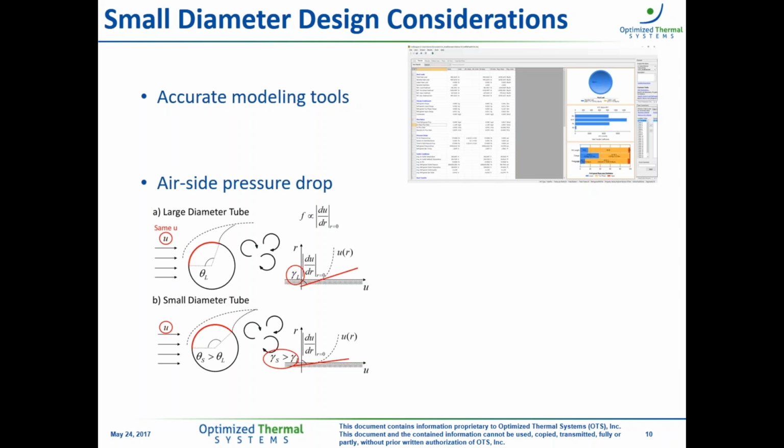As we discussed in our first webinar, we learned that the airside pressure drop is an important consideration in small diameter tube fin heat exchangers. If we compare a large diameter tube to a small diameter tube at the same velocity, we see that the friction factor is greater in the small diameter tube heat exchanger. That's visualized here by this larger boundary layer, proportionally, along the surface of the small diameter tube. So one of the most important considerations when we're designing a 5mm or smaller heat exchanger is that we need to configure the tubes and the fins in a manner that allows us to maintain an acceptable level of airside pressure drop.